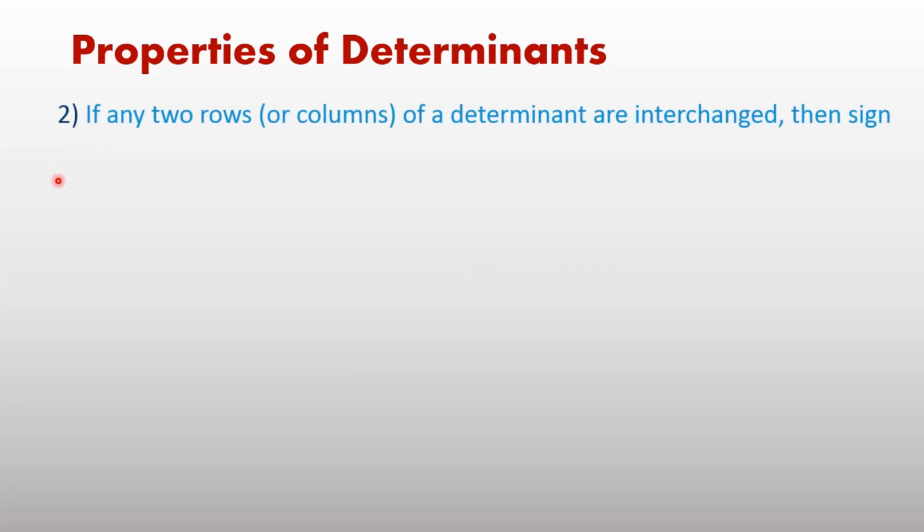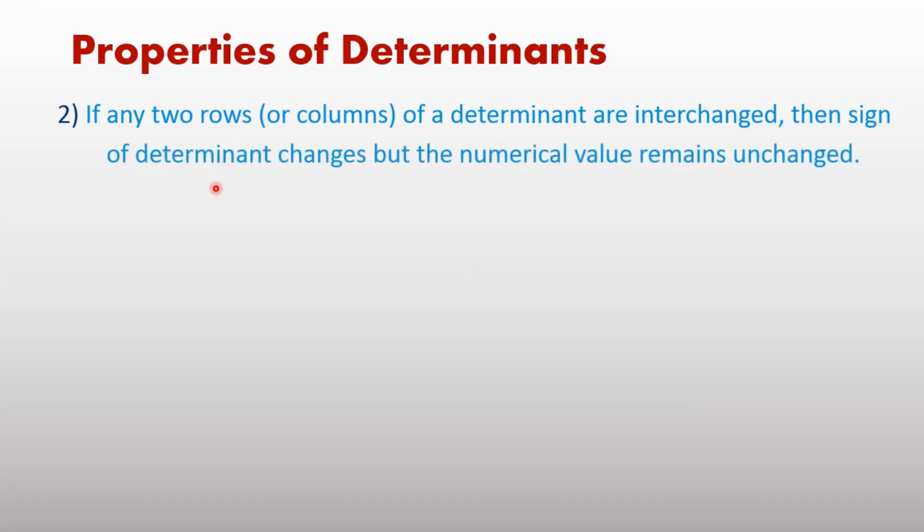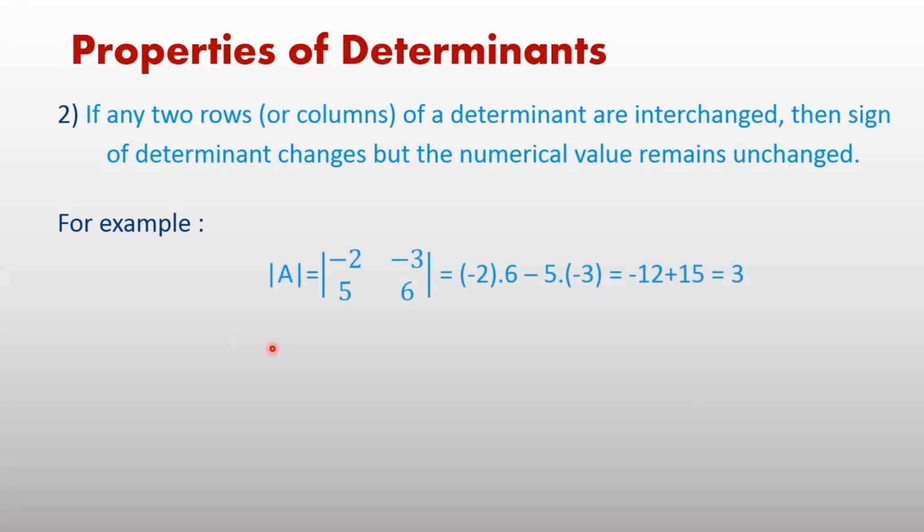Second property: if any two rows of a determinant are interchanged, then the sign of the determinant changes, but the numerical value remains unchanged. The same applies for columns. If you interchange any two columns, then the sign of the determinant will change, but the numerical value remains the same.